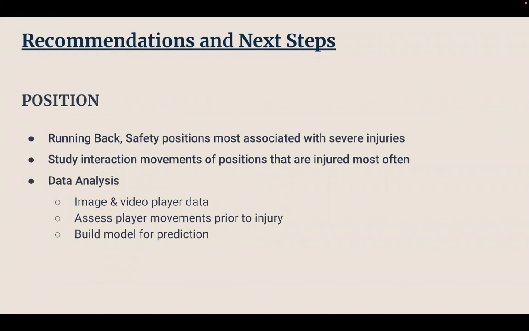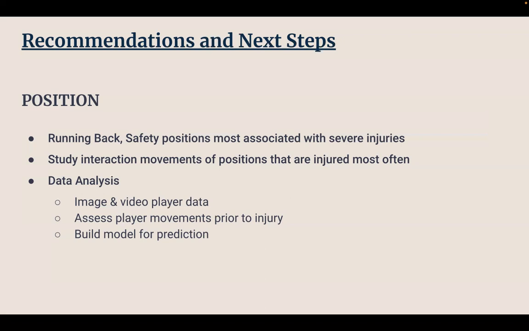For the position variable, I wanted to stress that in our analysis, again, we found that running back and safety positions were most associated with severe injuries. We discussed why these findings made sense in terms of the nature of those two positions. I would recommend that we focus on studying the interaction movements of those positions. So the positions like running back and safety, the ones that are having more severe injuries, let's take a look into the interaction movements and when they're injured, especially.